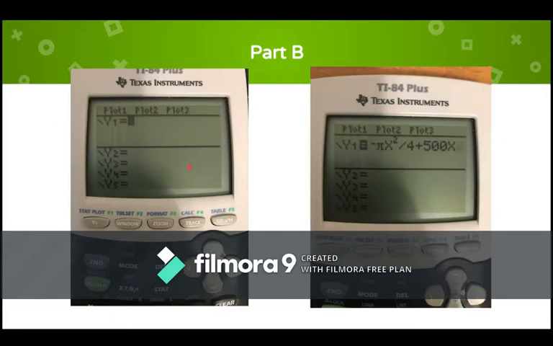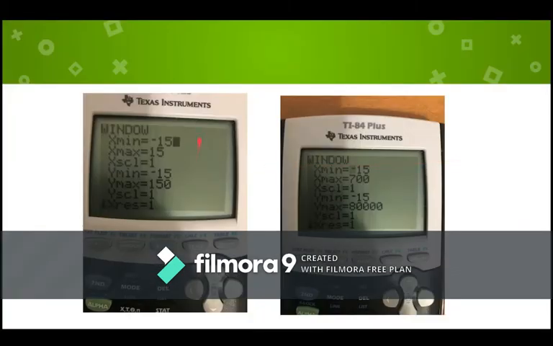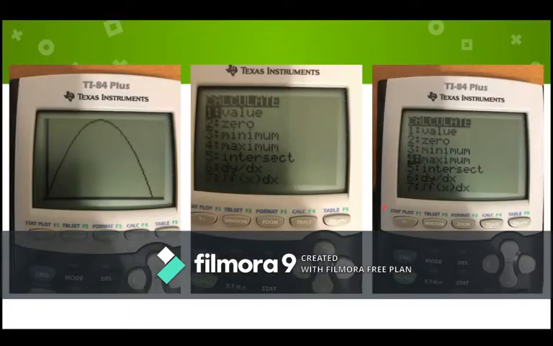Alrighty, so now we have to apply our equation and find the maximum area of the track. So first we go to y equals, we type in our equation, negative pi x squared over 4 plus 500x. Next, before we hit graph, we have to go to our window. And then for our X window, we set it to -15 to 700. And our Y, -15 to 80,000. And we hit graph. We see this beautiful graph here.